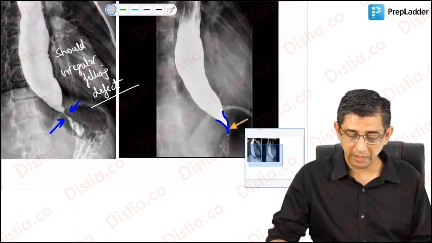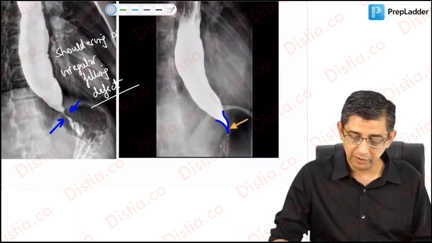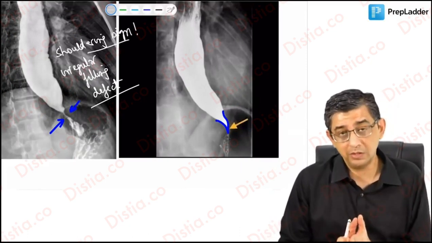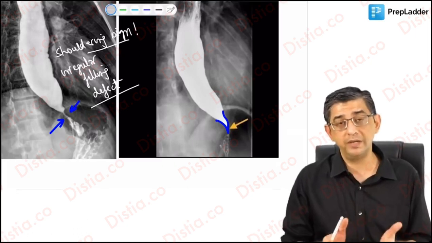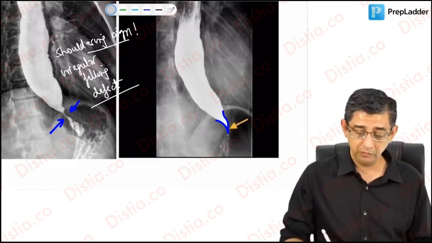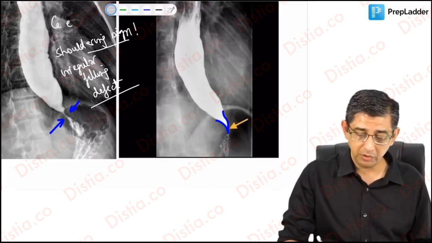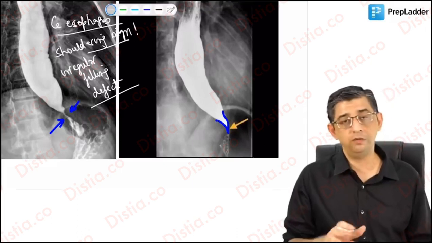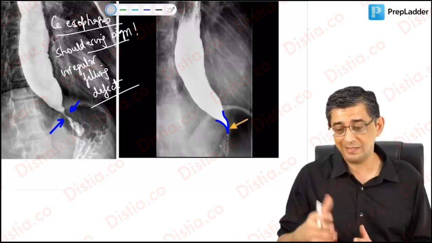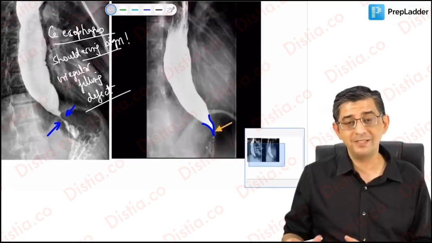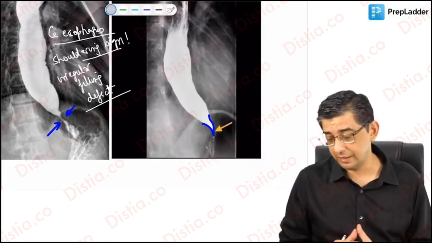So when it comes to a cancer, it is always to be thought of as a malignancy. Though obviously the best way for diagnosis of malignancy is endoscopy with a biopsy. You get a tissue diagnosis also. But shouldering sign, irregular filling defect, both of them point towards etiology of carcinoma esophagus. The commonest one is squamous cell cancer. In the lower one third, obviously esophageal cancer is adenocarcinoma, but overall it is squamous cell cancer. On the right hand side, it's a regular filling defect of achalasia cardia.